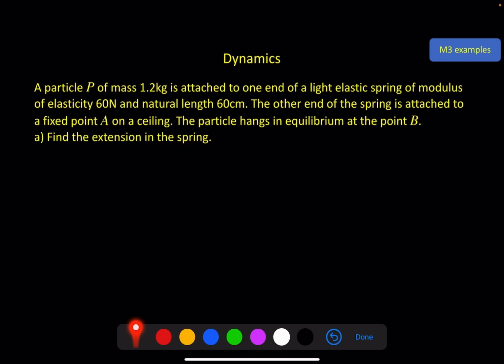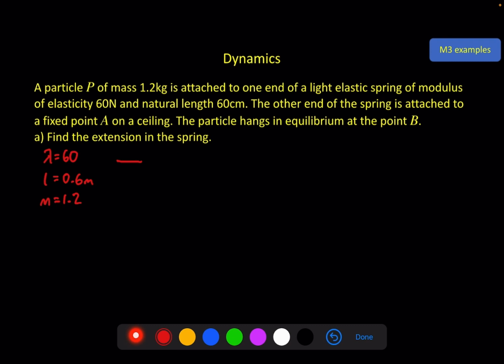A particle P of mass 1.2 kilograms is attached to one end of a light elastic spring of modulus of elasticity 60 newtons and natural length 60 centimeters. Okay, immediately change that into meters. So lambda is 60, that's fine, but L is 0.6 meters. Mass, we also know, is 1.2. The other end of the spring is attached to a fixed point A on a ceiling.